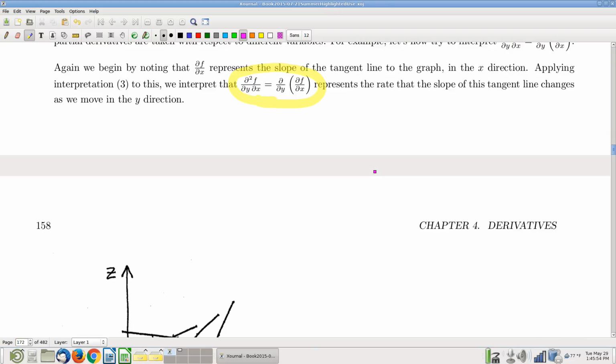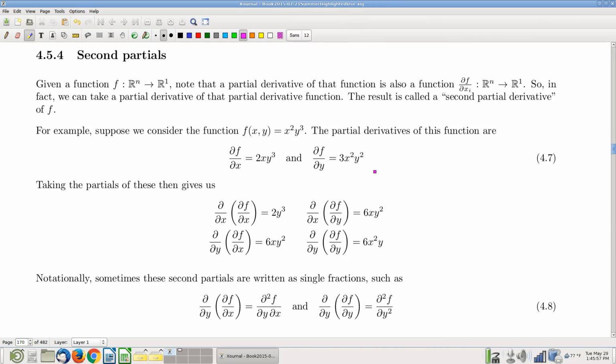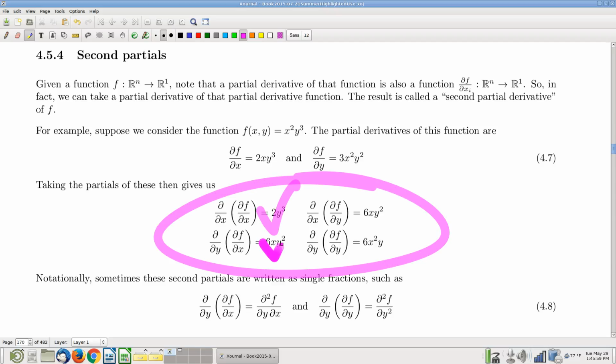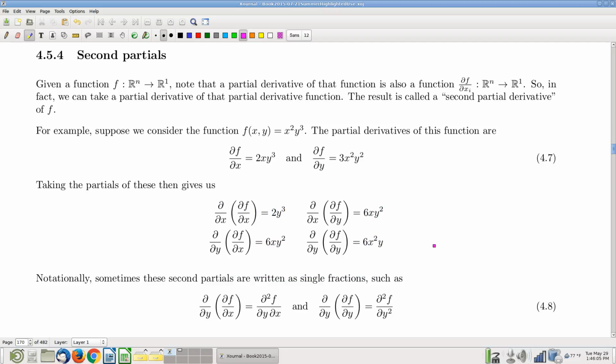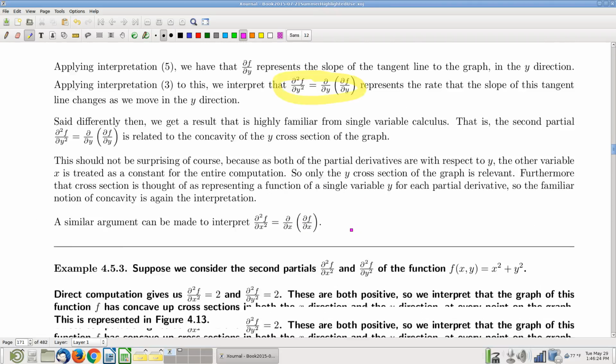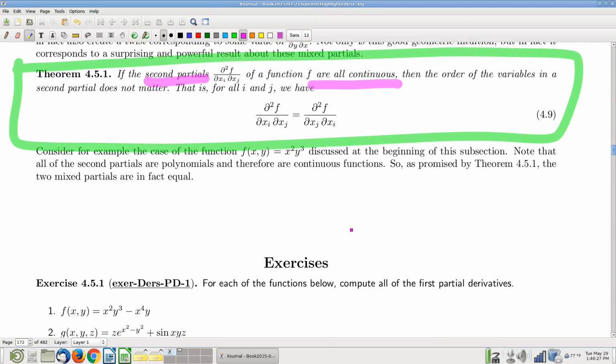Look back at this example here where we computed a bunch of partials. These second partials are all continuous functions. They're all polynomials. And you might not have noticed this as it happened, but these mixed partials were the same. The y partial of the x partial, the x partial of the y partial, same thing. So it's not always true for sufficiently irregular functions. It's not true, but it's true for all polynomials. And more generally, as long as your second partials are all continuous, the mixed second partials are always equal.